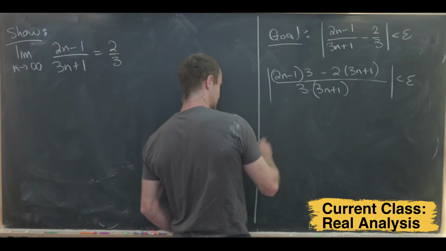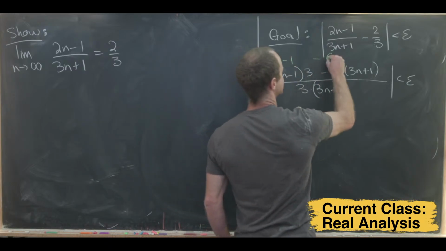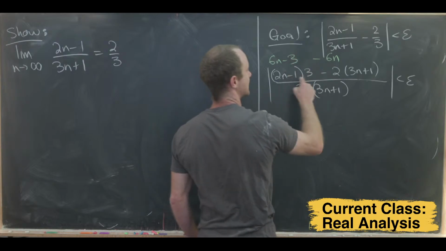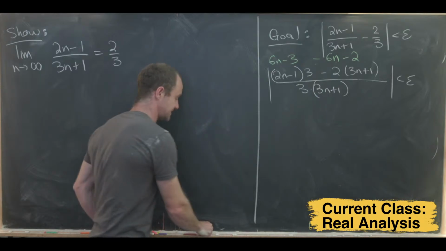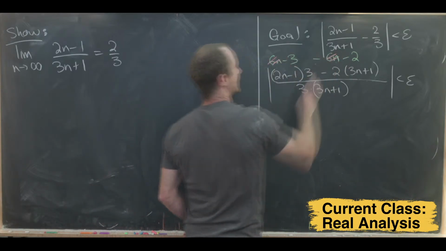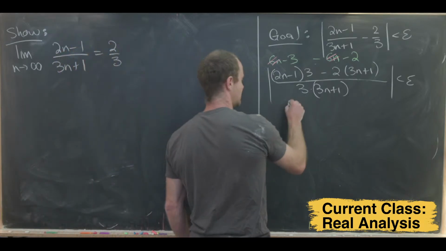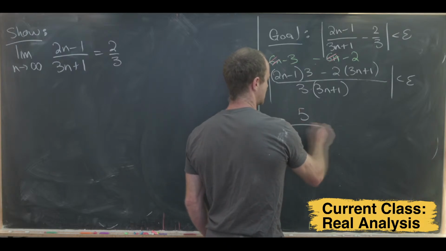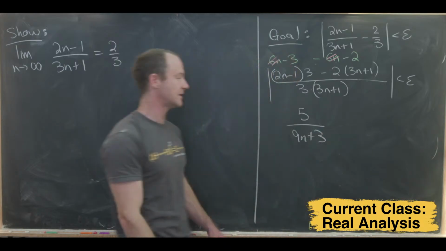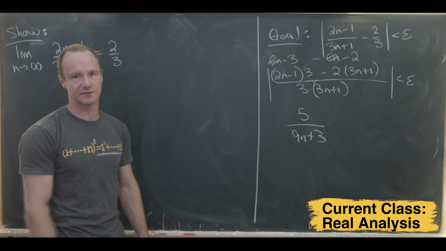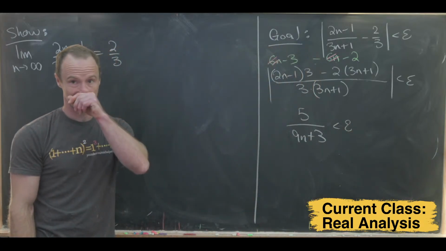So let's see. This is going to be 6n minus 3 minus 6n minus 2. So the 6n's cancel, and the minus 3 and the minus 2 add up to minus 5, but it's an absolute value, so it's 5. So really we have the absolute value of 5 over 9n plus 3. But since n is a natural number, that's always positive. We can kill the absolute value. So we have this is less than epsilon. Okay, so something like that.